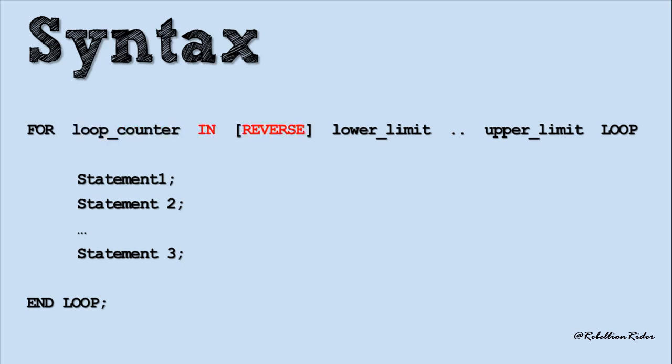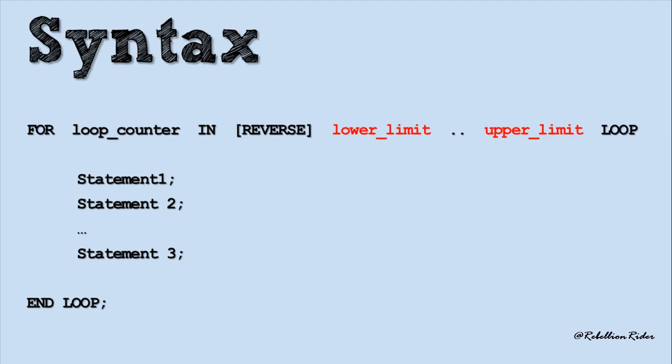Then again we have keywords in and reverse. Keyword in is mandatory and must be present every time you define the for loop. Same is not true with keyword reverse. The keyword reverse is optional and is always used in conjunction with keyword in. If keyword reverse is used, then loop will iterate in the reverse order. How? We will see in the following example.